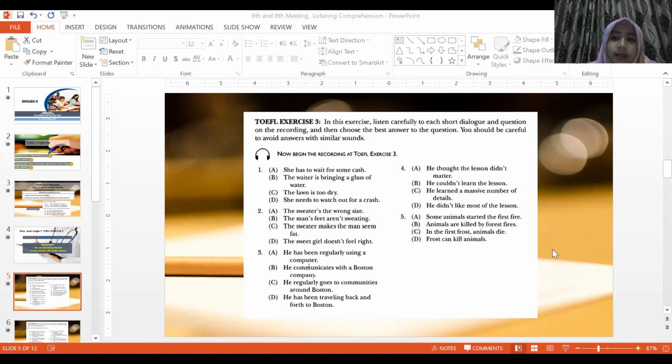So which one is the answer? Is it A, the sweater's the wrong size? Ya. Itu ya, actually that's the answer gitu ya. The sweater's the wrong size. The sweater is the wrong size gitu ya. Sweater itu memiliki ukuran yang salah gitu ya. So yeah, that's the answer. Dan pilihan yang lain itu tidak tepat gitu ya.